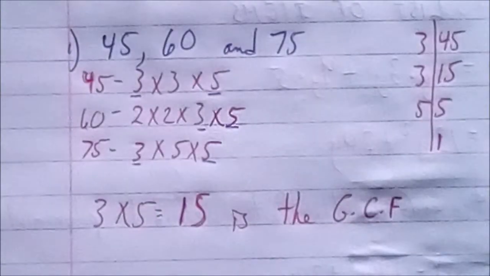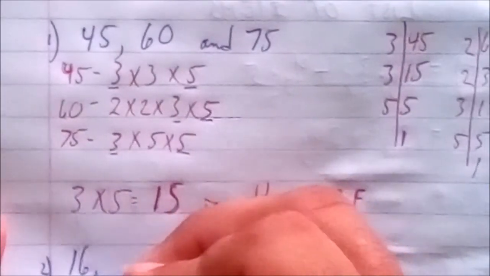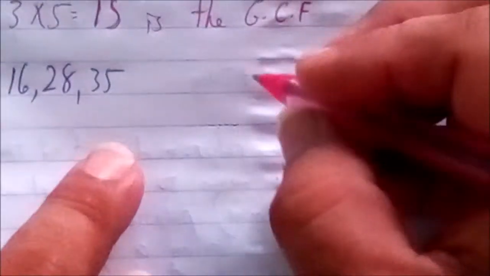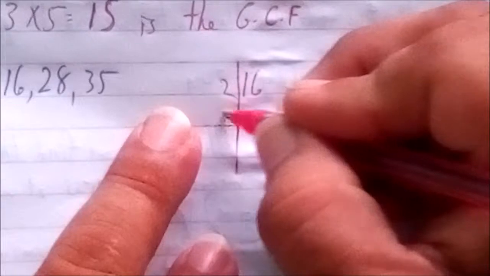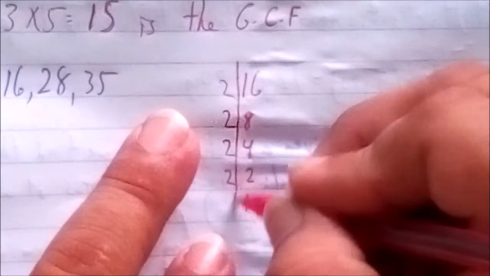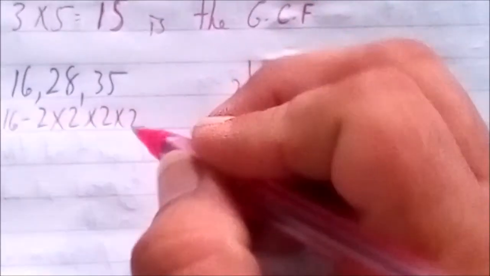Okay, let's try a next set of numbers. I give you 16, 28, and 35. So let's break them down into their prime factorizations. We have 16 here, divided by 2, that gives us 8, divided by 2, that gives us 4, divided by 2, that gives us 2, divided here by 2, we get 1. So notice that 16 is actually 2 times 2 times 2 times 2.